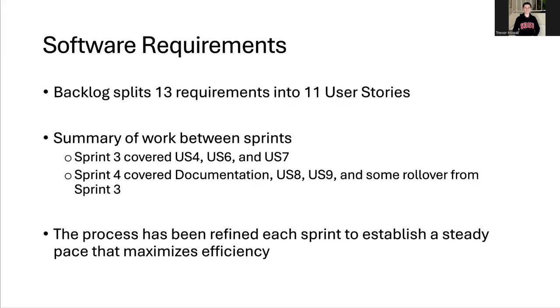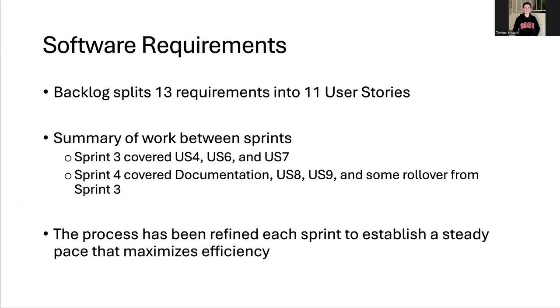So moving on to our software requirements. The backlog splits 13 requirements into 11 user stories. We'll talk more about that as this presentation goes on, and especially at the end. In the first half, sprints 1 and 2, we covered user stories 1 to 3, 5, 10 and 11, which covered some basic system setup as well as deployment and loading seed data, and then allowing users to log in and log out and create accounts for our application.